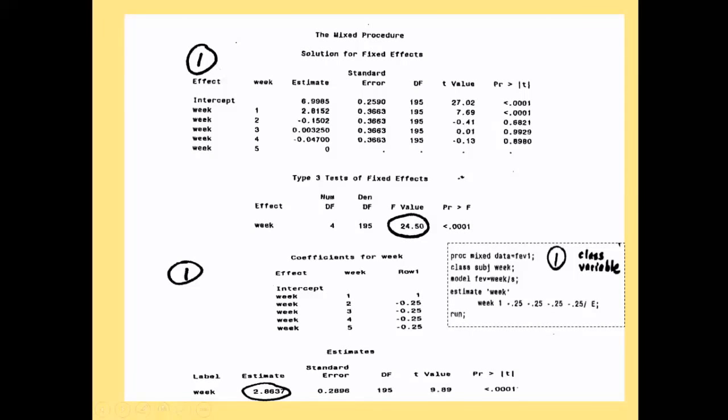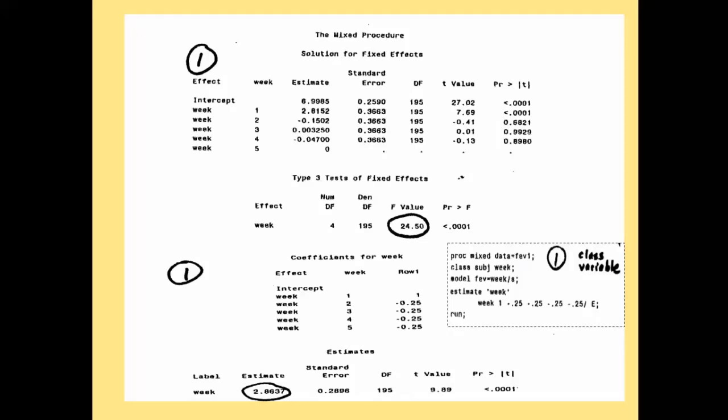Okay. Now you see down at the bottom it says type 3 tests of fixed effects, and you see it says 495, 24.50. What's that? What's that giving you? That's the test for whether there's an overall significant difference between the 5 average FEV scores. Okay, it's 4 degrees of freedom in the numerator because 5 weeks, 4 dummy variables, 4 degrees of freedom for the weeks, and it's 195 if you're using your residual way of determining the denominator degrees of freedom.